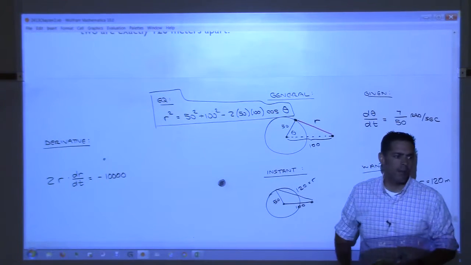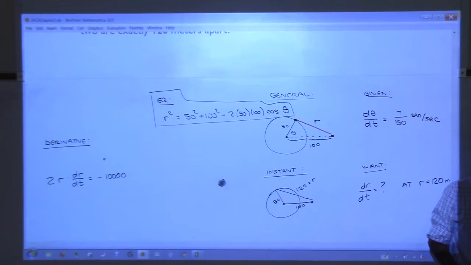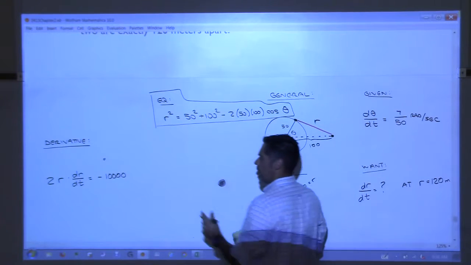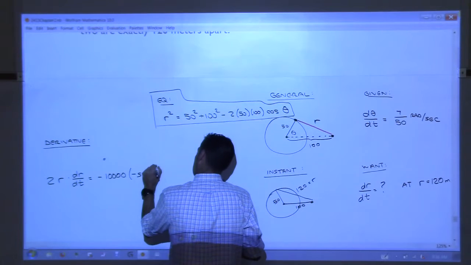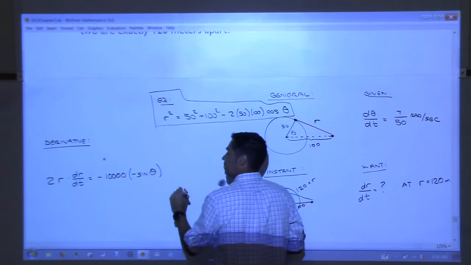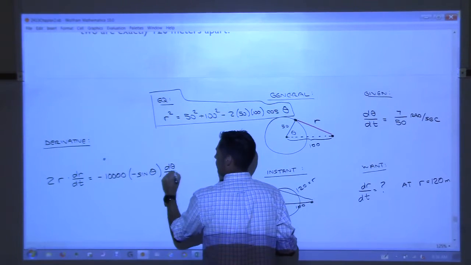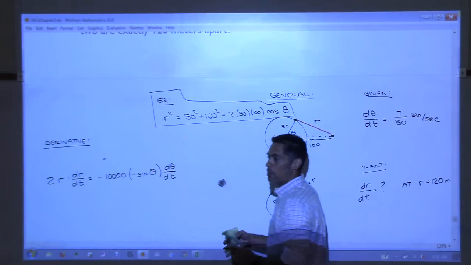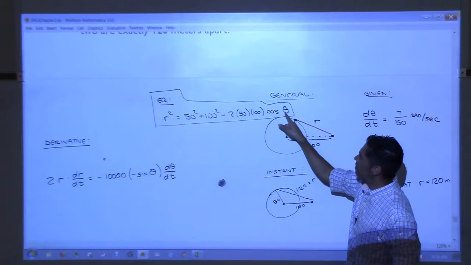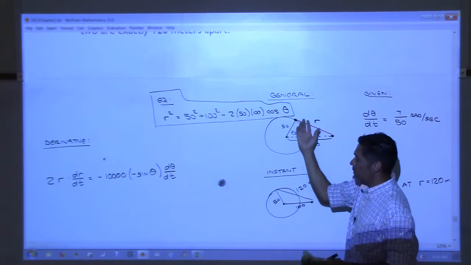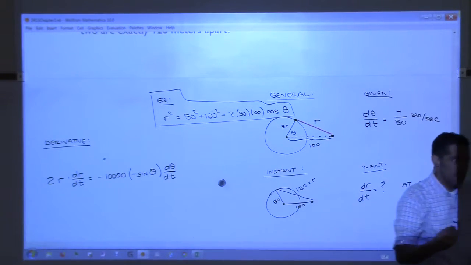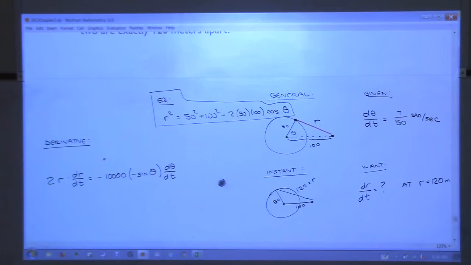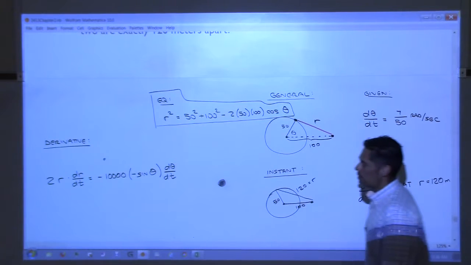What is the derivative of cosine of theta? Negative sine of theta. So I'm going to put this in parentheses: negative sine of theta, d theta dt. That is that other part you have to be aware of. When you take the derivative of cosine theta, you get negative sine first, but then you have to go inside with the chain rule and take the derivative of theta with respect to time, which is d theta dt. And that is it. Clean this up a little bit.